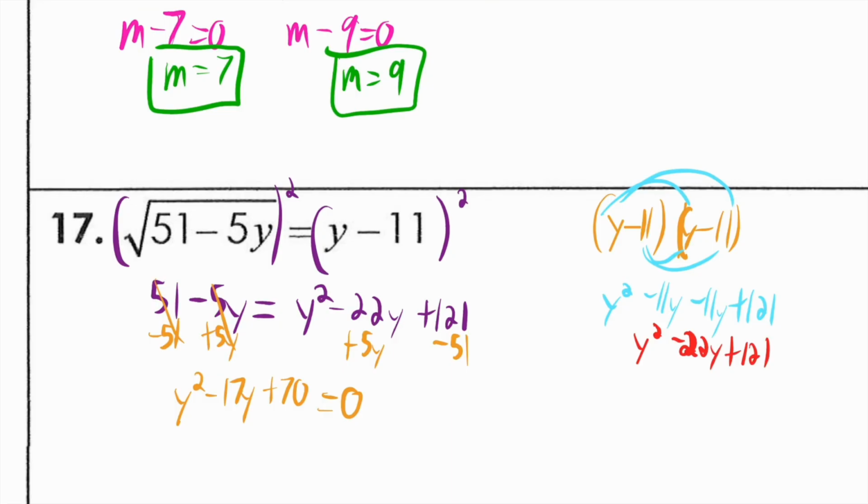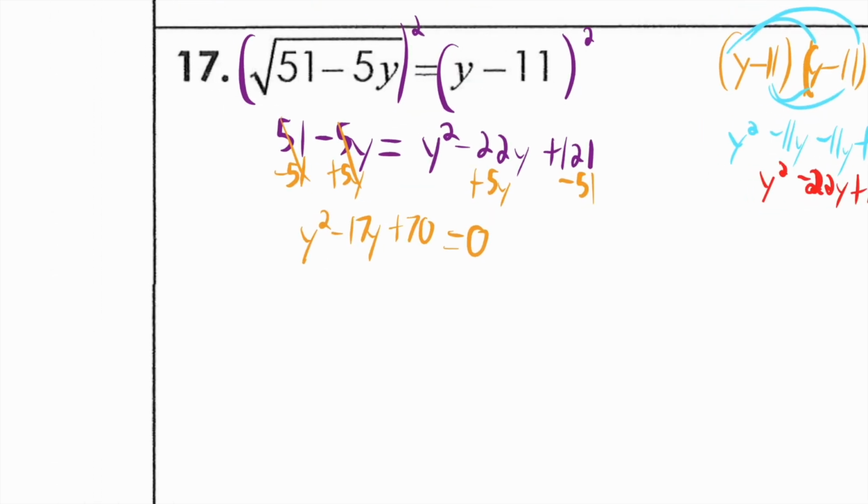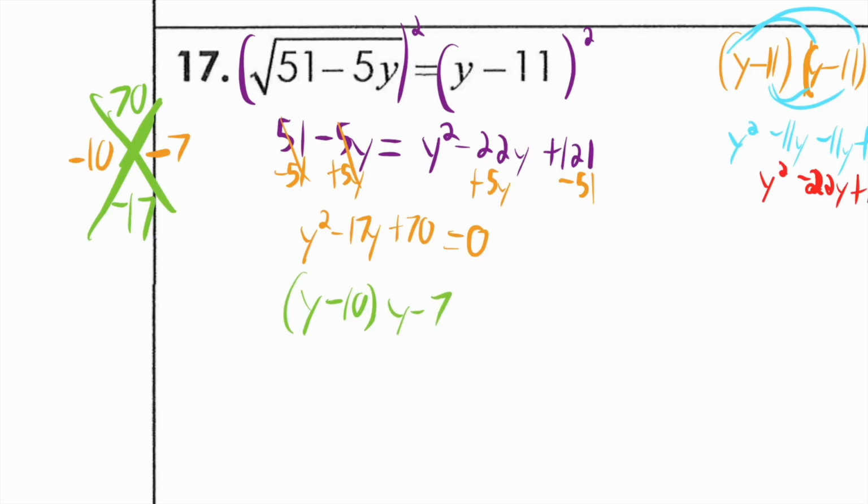I look for a GCF, there is none, so I go ahead and make my x. As I make my x, the top is 70, the bottom is negative 17. Two negatives would do the trick, and specifically negative 10 and negative 7. I can use the shortcut since it's a 1y squared, so I get y minus 10 as one factor and y minus 7 as the other. So I set each of these equal to 0.